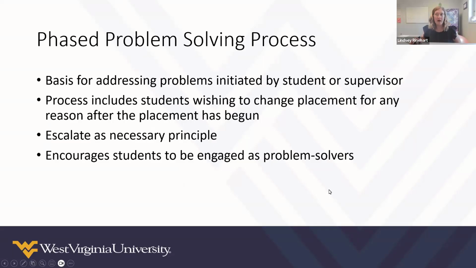So we use a phased problem-solving process, and this really encourages students to be engaged as problem solvers. This is a good learning experience: when we're having a challenge, we want to deal with it directly and assertively, and a lot of times having clear communication will solve our problems. We also use the escalate as necessary principle. So we start with the fewest people that need to be involved, and we move through that process as needed. And as I said, this process is going to work pretty much the same whether it is the student or the supervisor that's noticing the problem.